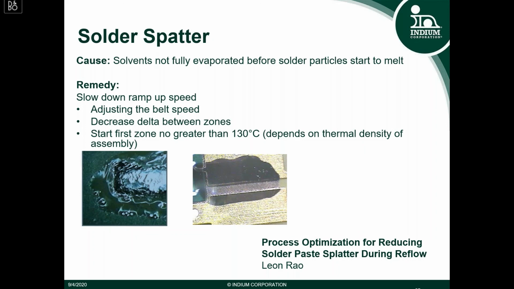Sometimes this is difficult if you're using a lead-free alloy, which has a higher melting temperature, and you only have a smaller oven, such as a 4 or 5 zone oven. But keep in mind that that first zone temperature is important for solder spattering. You can learn more about solder spattering from my colleague Leon Rao, who's going to be presenting on process optimization for reducing solder paste splatter during reflow.